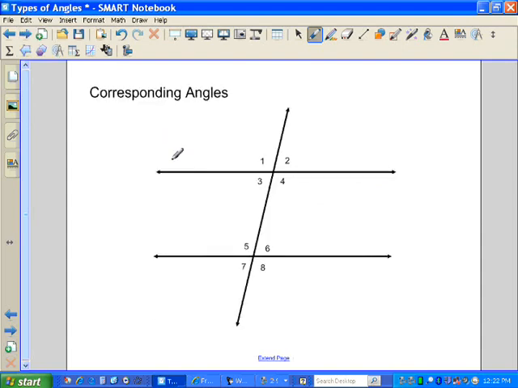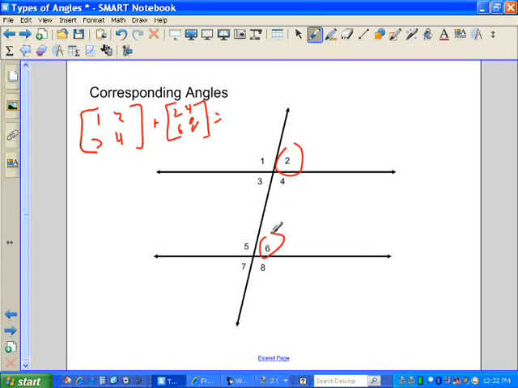Good, good, good. Corresponding angles. Got to get moving here. So corresponding angles, if you remember matrices, when we added matrices together, 1, 2, 3, 4, that's what that says, plus 2, 4, 6, 8, we added the corresponding pieces, the pieces that were in the same exact location in both matrices. So we'd add the 1 and the 2 and the 4. So when we're talking about corresponding angles, we're talking about angles that are in the same location. So angle 2 and angle 6, they're corresponding angles. Okay, angle 2 and angle 6 are corresponding angles.